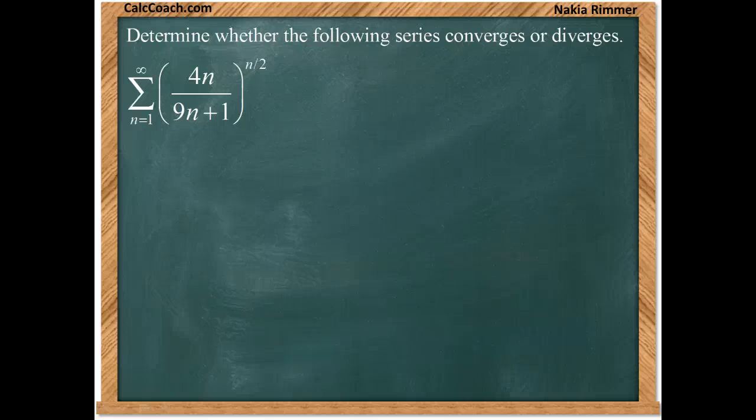Determine whether the following series converges or diverges. The sum from n equals 1 to infinity of (4n over 9n plus 1), the entire quantity, to the n over 2.